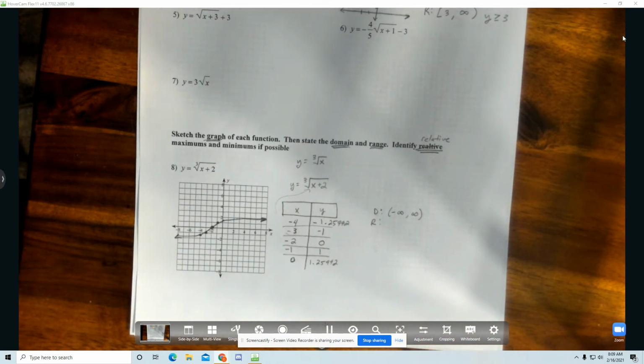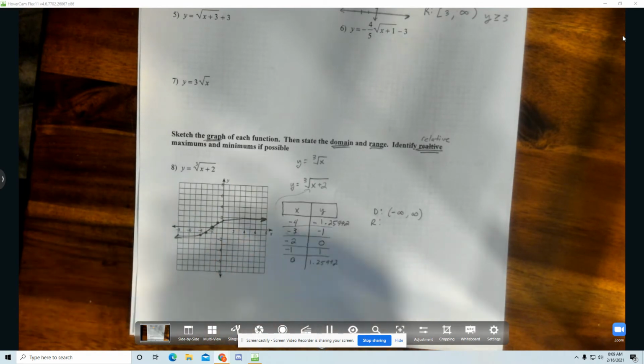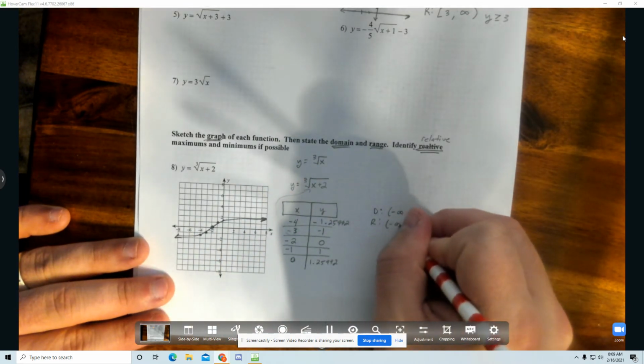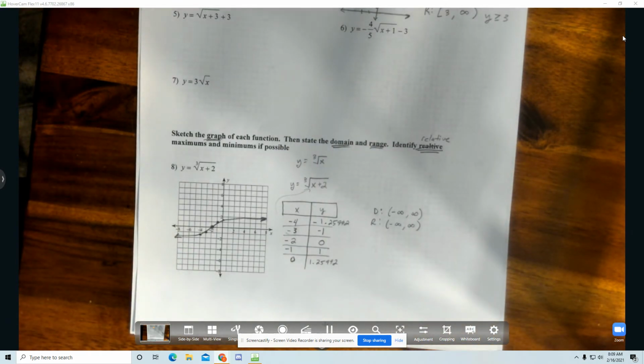You may say, well, okay, teacher, I get that, but what about the range? Well, here's the thing. This graph never stops going up or down either. So it's -infinity to +infinity. I think you're starting to notice a pattern with these, all right? And you will notice a pattern with the domain and the range. Can those domain and ranges change? Absolutely, in special case scenarios.